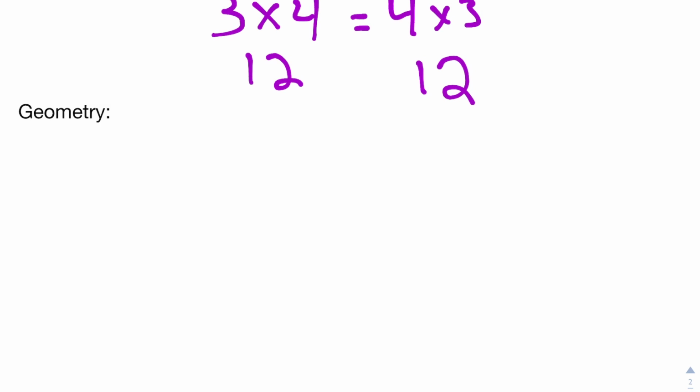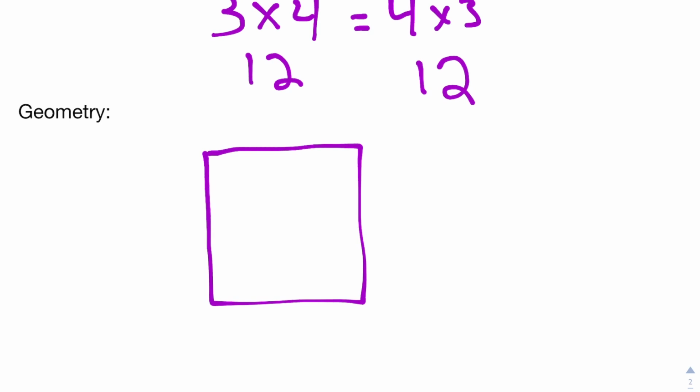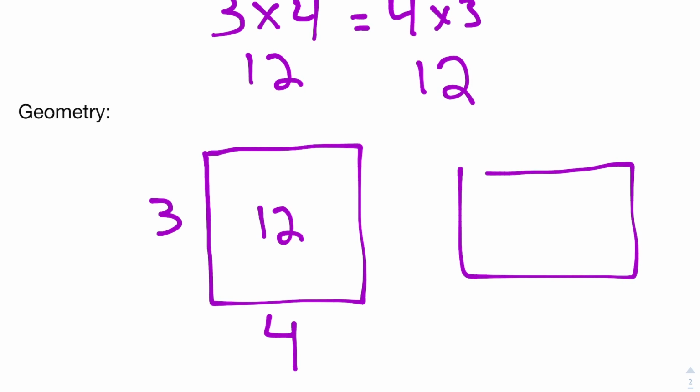Okay, now we're going to look at this and see how it applies to algebra and, in this case, actually geometry. So we're going to look at area. And when we're talking about area, we're just going to talk about a square or a rectangle. And we know that if we took 3 and 4, I'm going to get an area of 12.